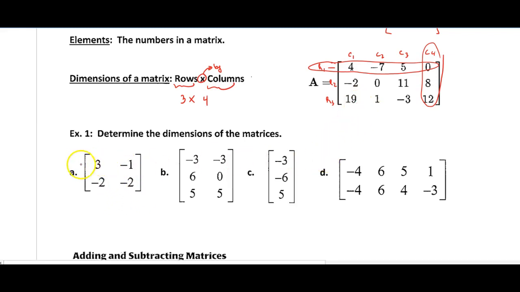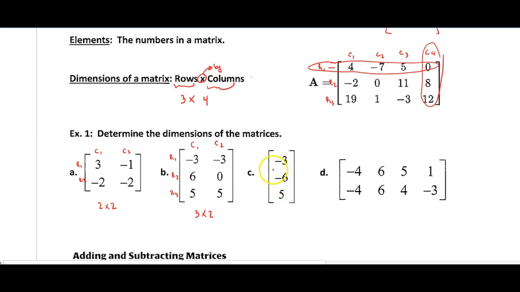So this one here, if I look at it, there's row 1, row 2, column 1, column 2. So this is a 2 by 2 matrix. Okay, over here, if I look, I have row 1, row 2, row 3, then column 1, column 2. So this is a 3 by 2 matrix.